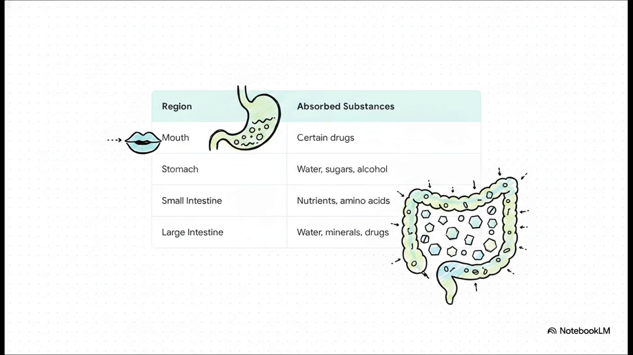But look at the small intestine. This is where the real magic happens. Massive, sweeping uptake of glucose, fructose, fatty acids, glycerol, and amino acids. Finally, whatever's left over hits the large intestine, which just scavenges the remaining water, a few minerals, and specific drugs.